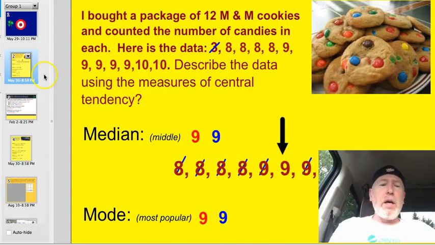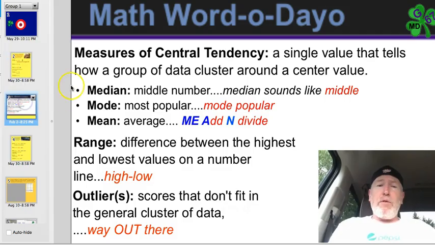All right, let's take a look at the vocabulary for tonight. The measures of central tendency. Remember, that's that single value that tells how a group of data cluster around a center value. For instance, the median, that middle number. Median sounds like middle. Mode, the most popular, or as I like to say, the mode popular. It helps me remember it. I know there's stupid kids, but that's what I am.